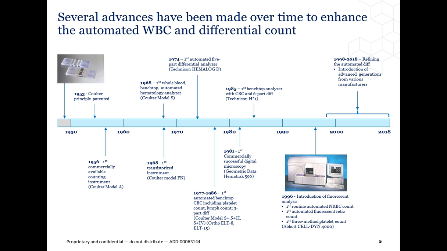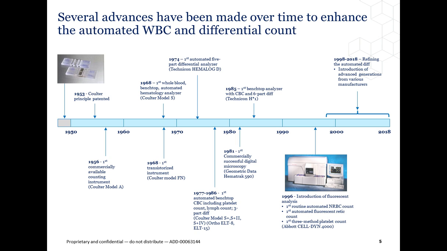A key milestone was the award of a patent to Wallace Coulter for using an electronic method for counting particles. Shortly thereafter, he introduced the first viable electronic cell counter, the Coulter Model A. With the introduction of the transistors, this led to later models of cell counters, the Model FN and the Model S. The Model S was the first automated analyzer providing a 7-parameter CBC result.